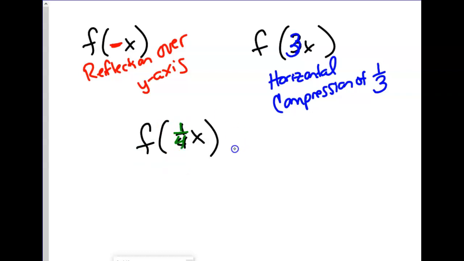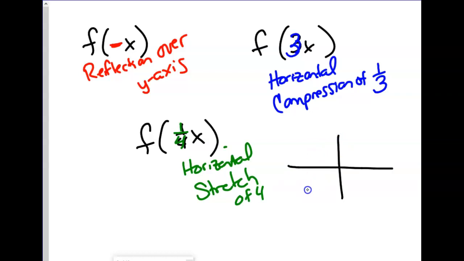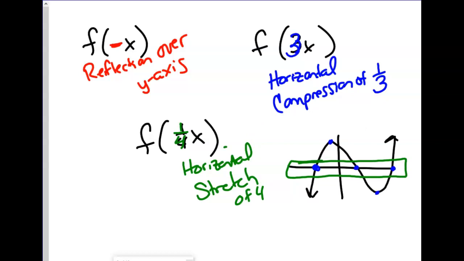Very good. A 1/4 in front would be a horizontal stretch of 4. So I don't need you necessarily to graph anything, but let's say I graphed you something that looked like this, and I told you that you had a couple of pertinent points on it. Let's talk about the horizontal compression of 1/3. Where on your graph would you be looking for a horizontal compression? What's going to change? Your x-intercept. The x-intercepts, thank you.